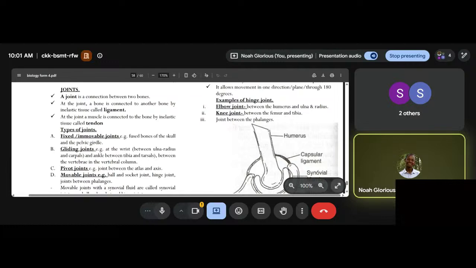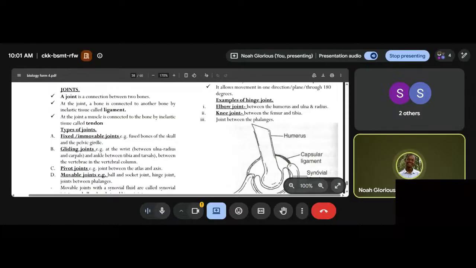Joint. The word joint is to bring together, to come together. Anything that joins anything. A joint is any connection between two bones. It's any connection between two bones.